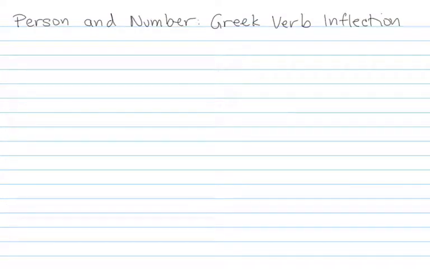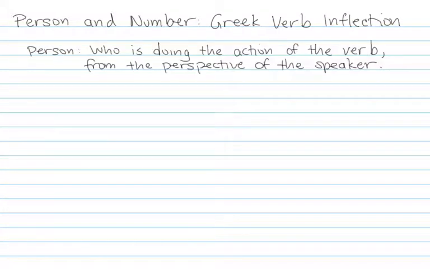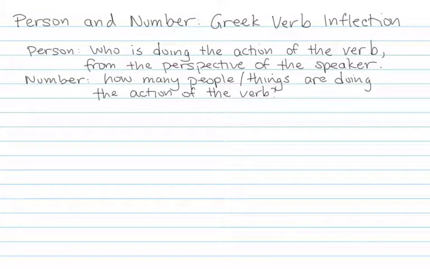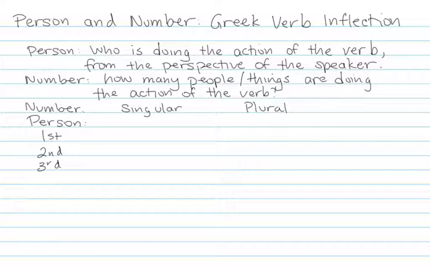Now let's look, for example, at Greek inflection in verbs specifically. So the endings of Greek verbs change to reflect the person and number of the subject. The person is who is doing the action of the verb from the perspective of the speaker. I'll give you an example in a second. The number of the subject is how many people or things are doing the action of the verb. So the persons are first, second, and third, and the numbers are singular and plural.